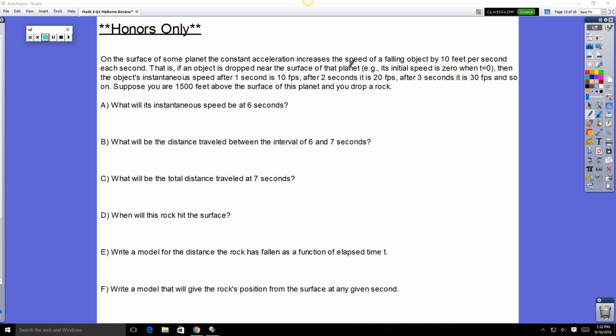So you are on some planet. And let's see, right there. So maybe a moon or something in space. The acceleration is slow. Acceleration is 10 feet per second every second.